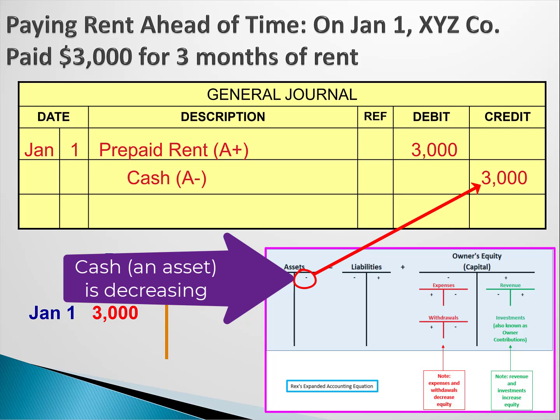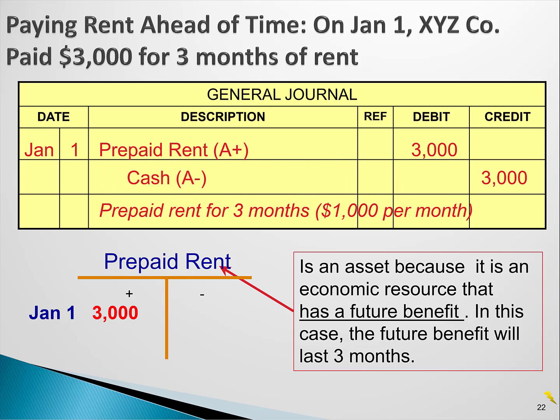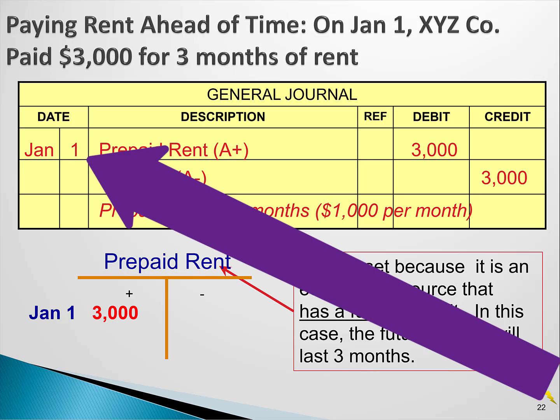Well, your explanation should definitely include the number of months that you are purchasing, because if you just look at the debit or credit, you have no way of knowing how many months you're purchasing. So we're going to put prepaid rent for 3 months. And in parentheses, just to help us with a calculation, it's $1,000 per month, just to remind us how much it is per month. All right, so that happened on January 1st.